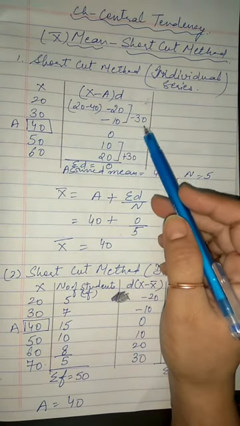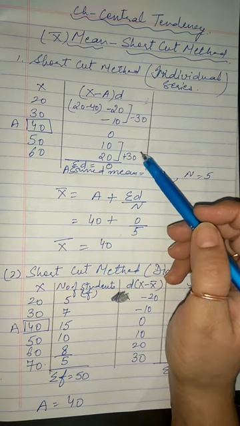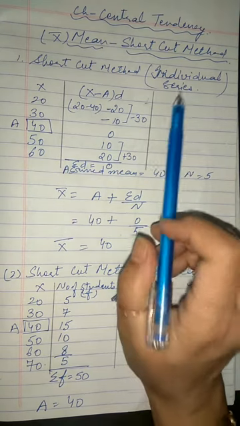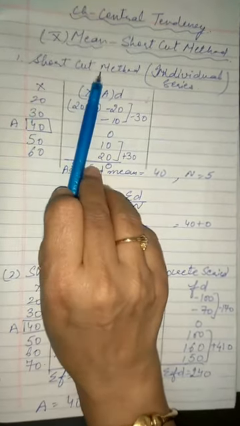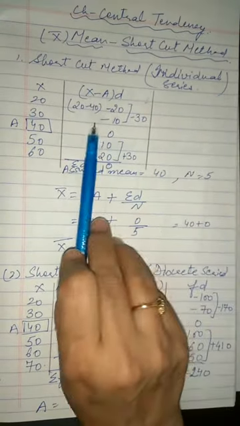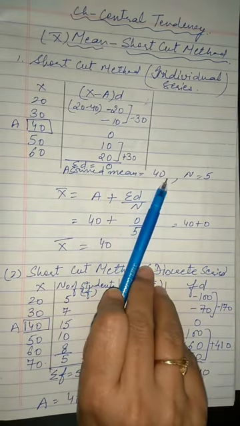So you have an easier number of terms and you can calculate easily. So the first step is to take the assumed mean. So, shortcut method, individual series. First step, we will take the assumed mean.